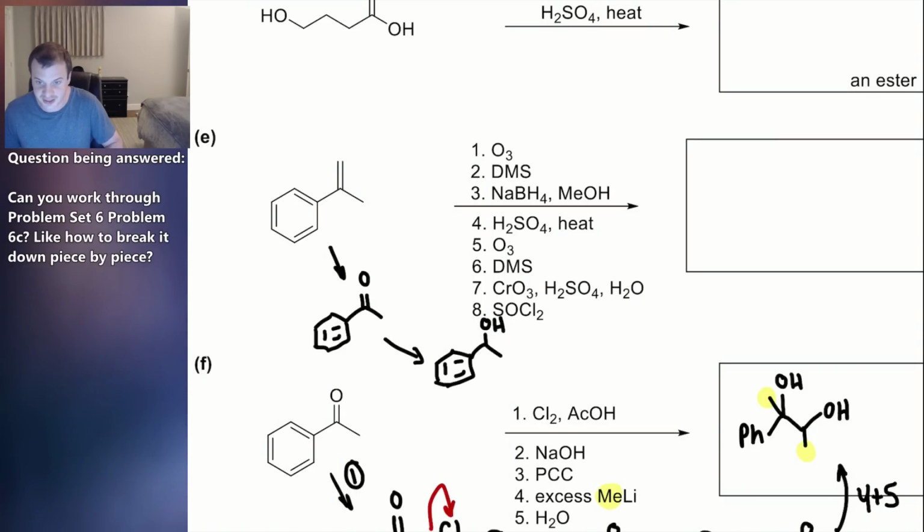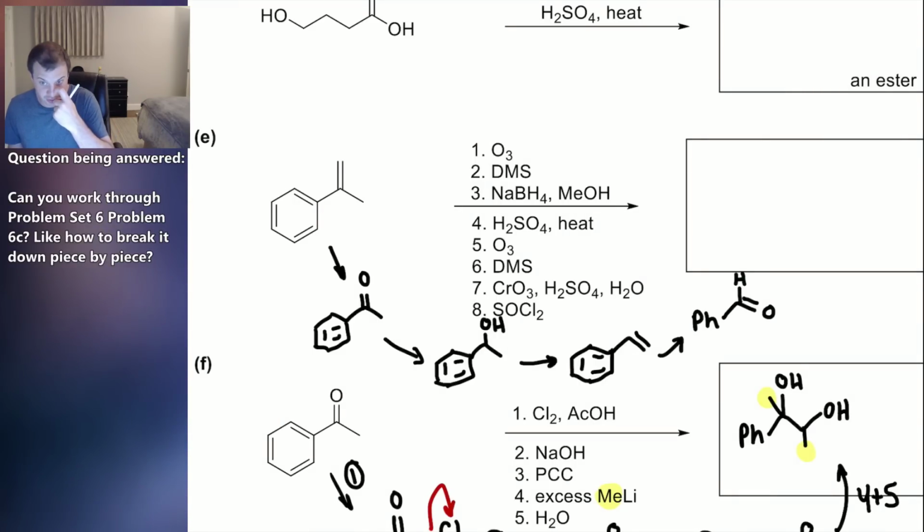H2SO4 and heat on a secondary alcohol will do E1, dehydration of alcohols reaction, to form an alkene. And then another ozonolysis reaction will chop that alkene up. I'm just going to abbreviate Ph to give this aldehyde. That aldehyde is then treated with Jones's reagent to give the carboxylic acid.